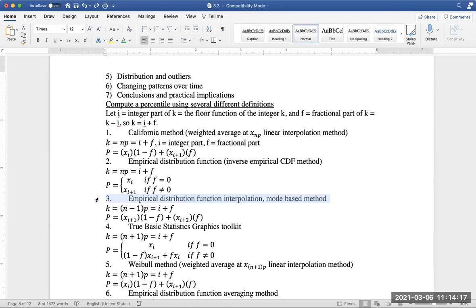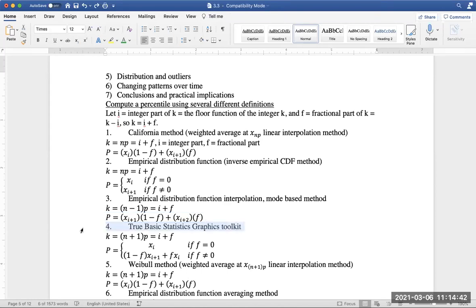The empirical distribution function interpolation, mode-based method. K is equal to N minus 1 times P. The percentile is then equal to X sub I plus 1 times 1 minus F plus X sub I plus 2 times F.